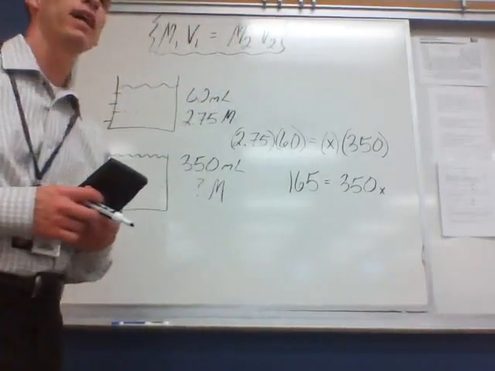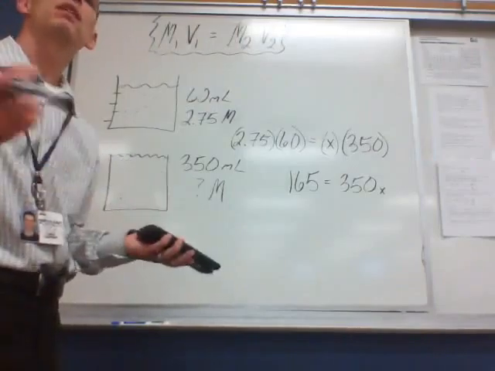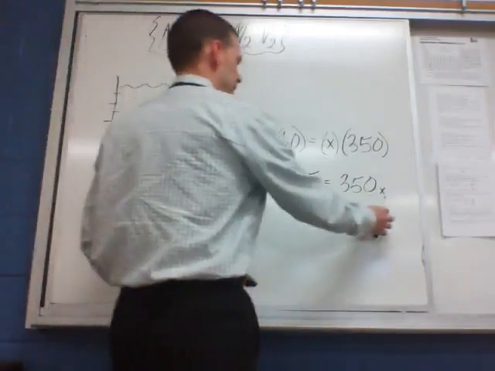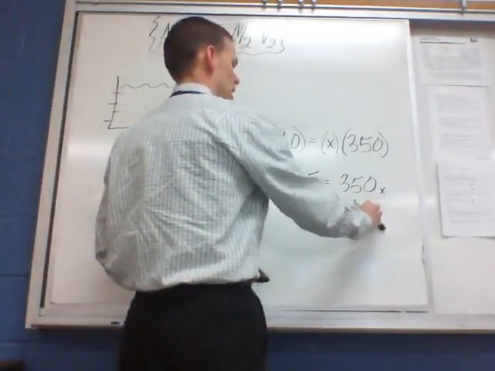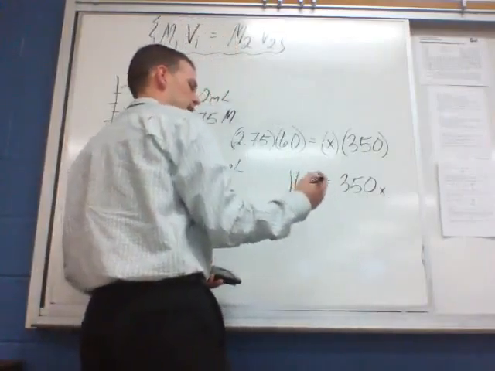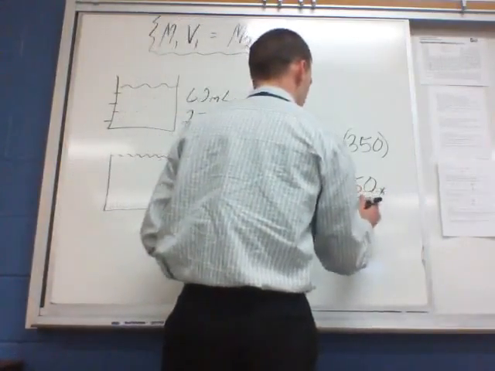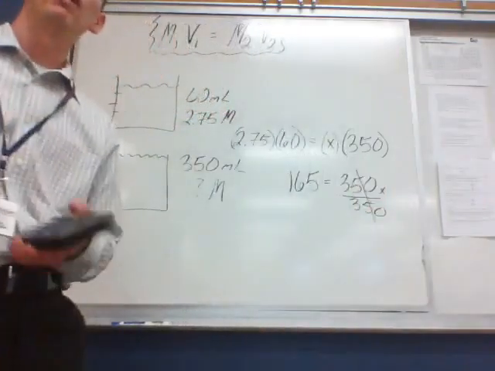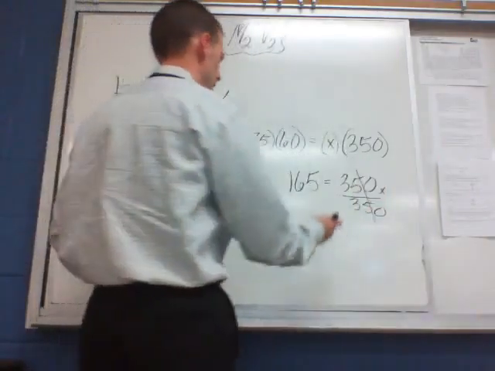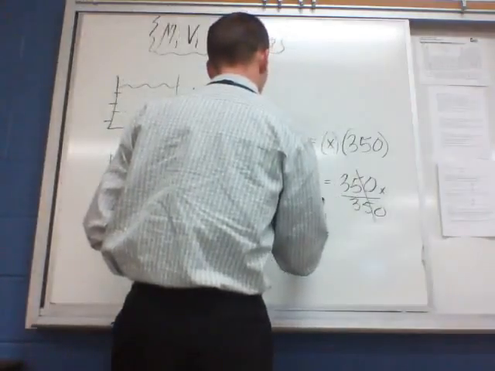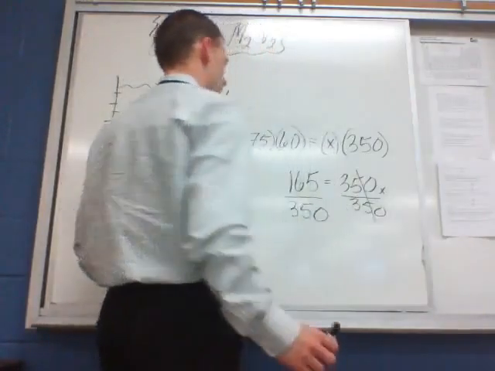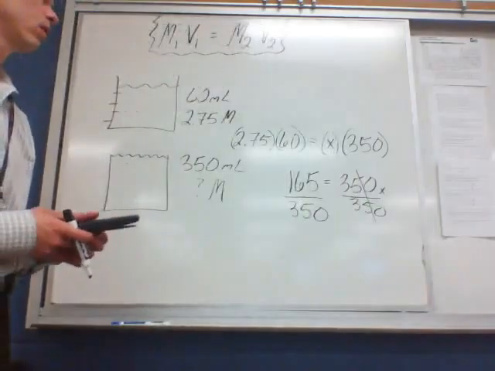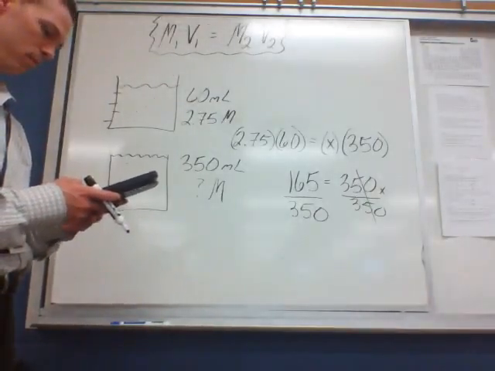How do you solve for x? Do the opposite of whatever he's doing. Right now, x is in a multiplying situation. The opposite of multiplying is divided. So if you divide 350, that'll get x by himself. Whatever you do to one side of an equality, you must do to the other. And that will give you your answer.